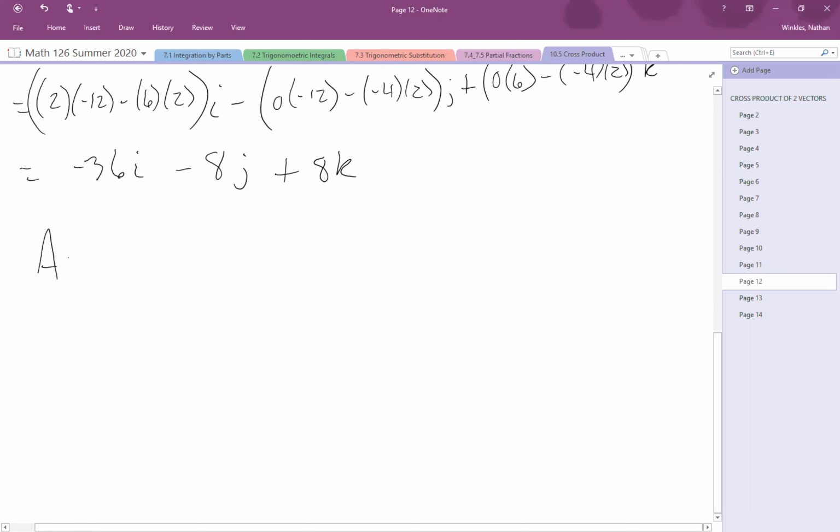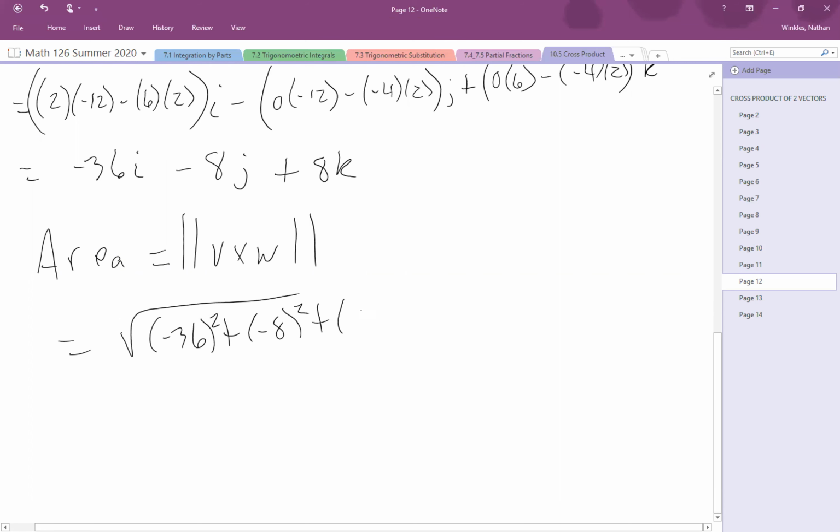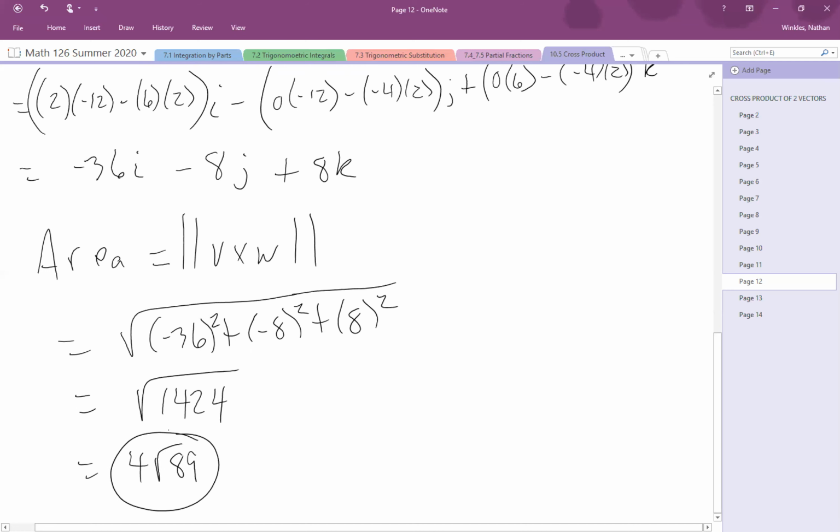So therefore the area is equal to the magnitude of V cross W, which is equal to the square root of negative 36 squared plus negative 8 squared plus 8 squared, which, if my math is correct on this, would be the square root of 1,424, which is 4 square root of 89.